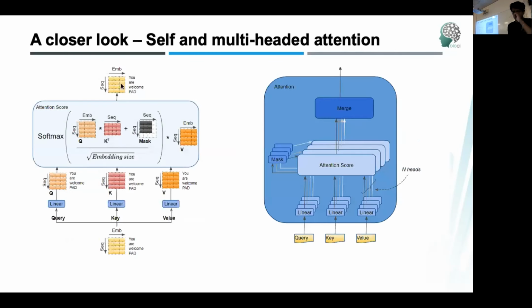Now coming to the self and multi-headed attention. So here there is a concept called query, key, and value for transformers, which is kind of similar to the database structure that we use in SQL and so on. So we can suppose a sentence, for example, the dog chased the cat across the street. Just bear with me.